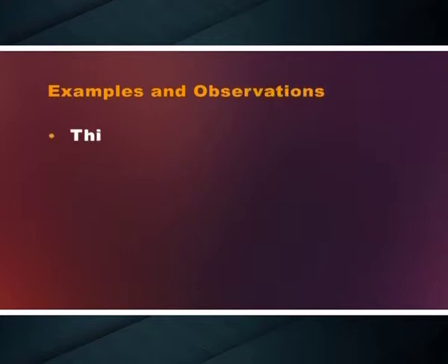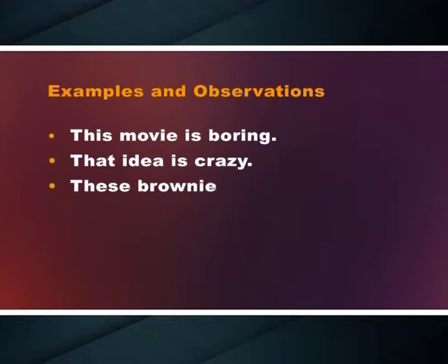When a demonstrative comes before a noun, it's sometimes called a demonstrative adjective or a demonstrative determiner. Son, take this bat and hit that ball out of the park. The etymology of demonstrative is from the Latin meaning show, warn. Examples and observations. This movie is boring, that idea is crazy, these brownies are delicious, those children are hungry.